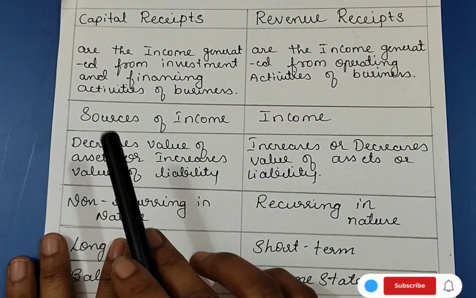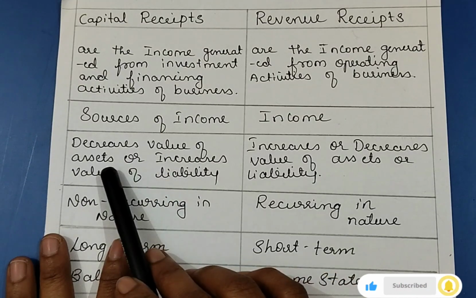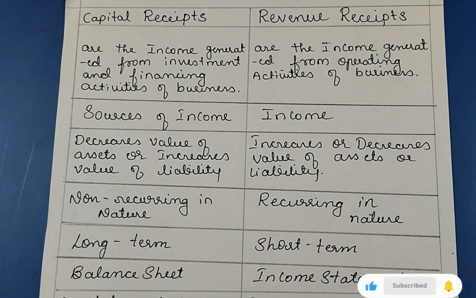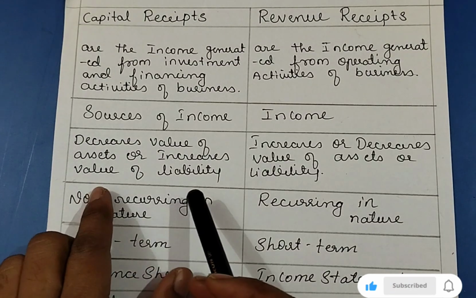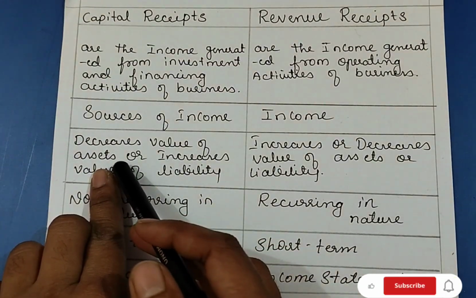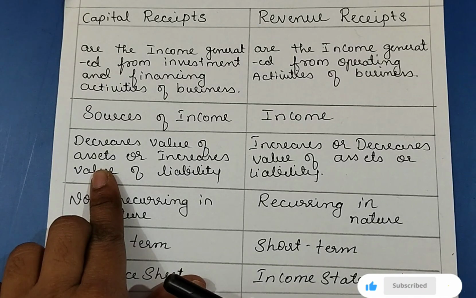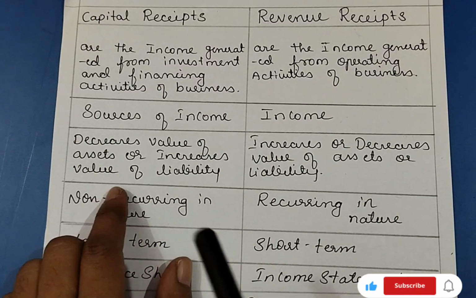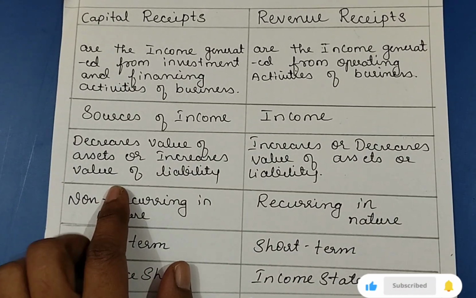Here the capital receipts decrease the value of assets. Why does it decrease the value of an asset? Suppose I am using an asset for an economic benefit. From using that machinery only, I am producing the products. Now I need to sell that machinery, so it is decreasing the value of an asset. You have been using it for 10 years, the main machinery helping the manufacturing activities. In that case, it is reducing your total asset value.